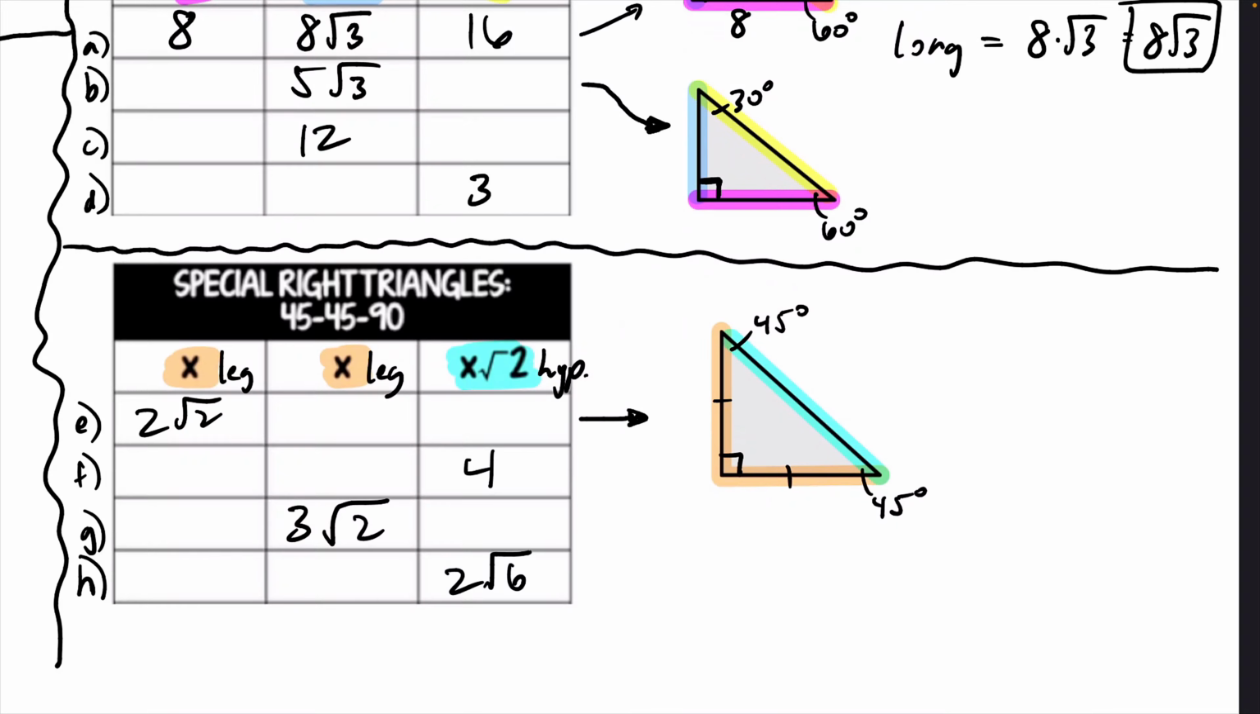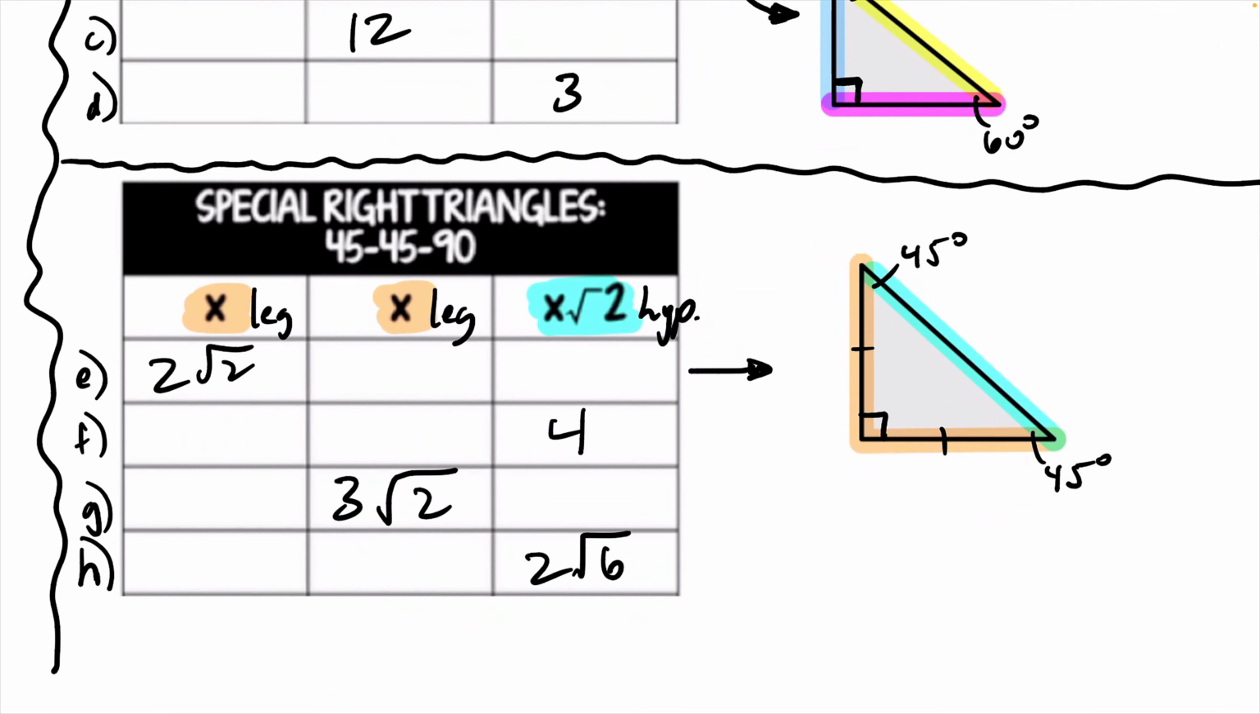Okay, so for 45, 45, 90, two of the legs are the same. The two legs are the same, and the hypotenuse is the only one that's different, okay? So for E, they give me 2 times the square root of 2 as a leg. Well, if one leg is one thing, the other leg is exactly the same. That's the nice thing about 45, 45, 90. One leg is the same, the other leg has to be exactly the same. Okay, so now I have to go to my table.